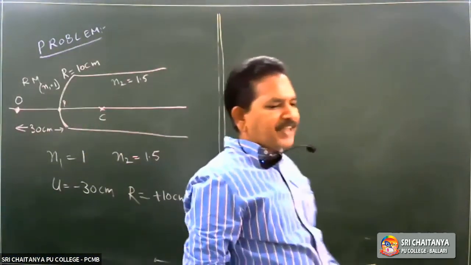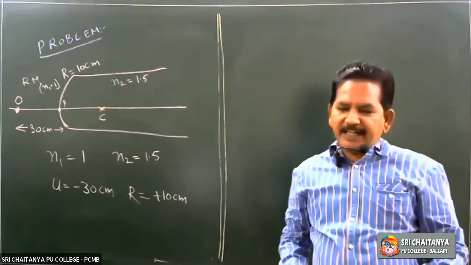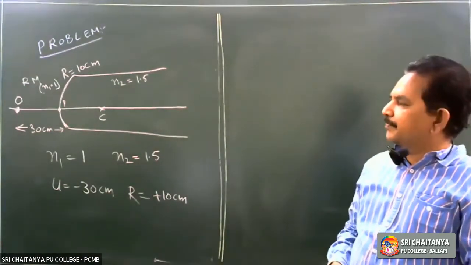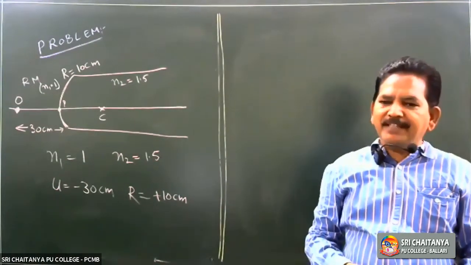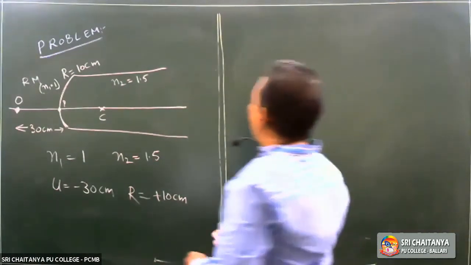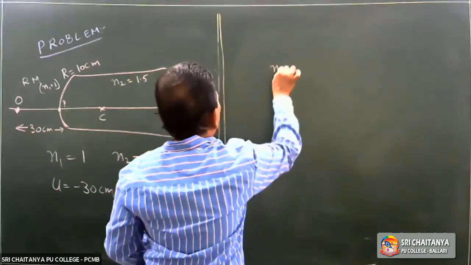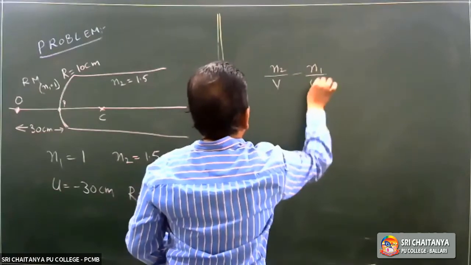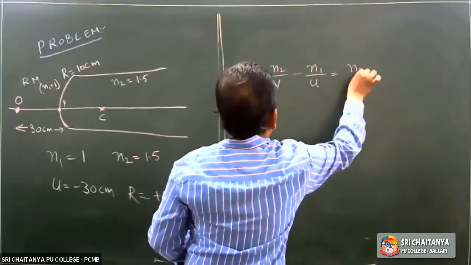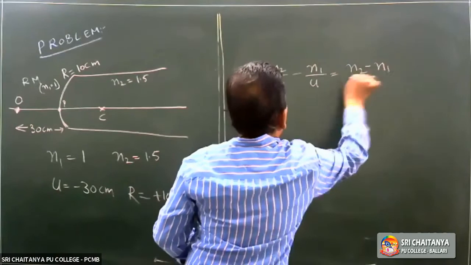Now the light ray is traveling from where to where? Rarer medium to denser medium. Object is in the rarer, image will be in the denser. Then which formula will I apply? N2 by V minus N1 by U is equal to N2 minus N1 by R.